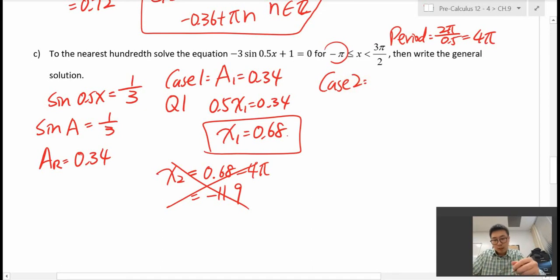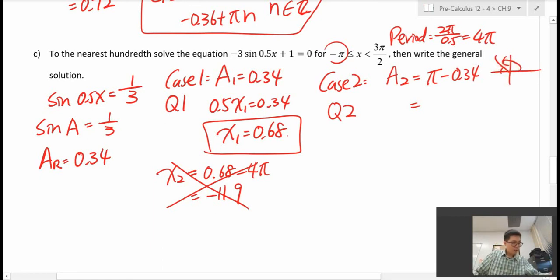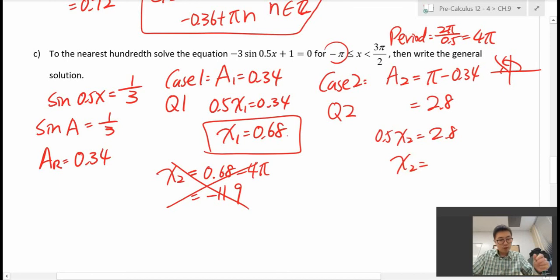Whereas case 2, we would be in quadrant 2. So a2 is now going to be pi minus the reference angle, right? Because it's right here. This is the reference angle, and we're looking for that. So we'll take pi minus 0.34. You should get 2.8. Okay, and then that means we can find 0.5 x2 is equal to 2.8. So x2 is going to be, I guess you times by 2, so 5.6. So this is the answer for x2.